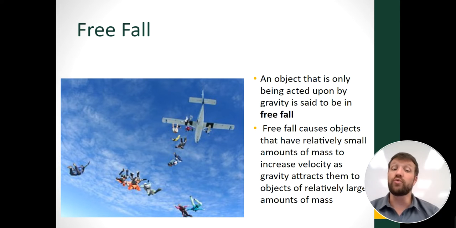Gravity causes objects that have relatively small amounts of mass to increase velocity as gravity attracts them to objects of relatively large amounts of mass. The relative piece of that is very important because it's going to be a little bit different when we look at objects of relatively similar size masses, like let's say the Earth and the Moon. But we'll get to something like that in our next unit.